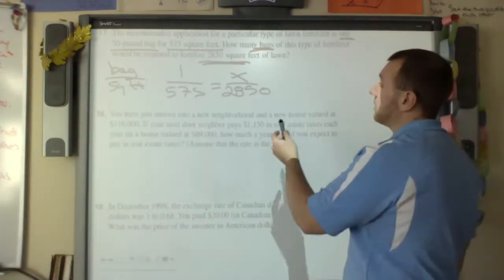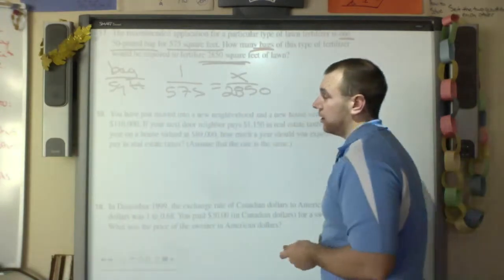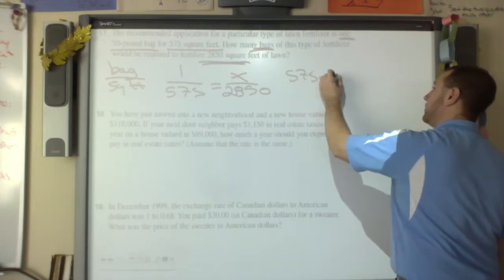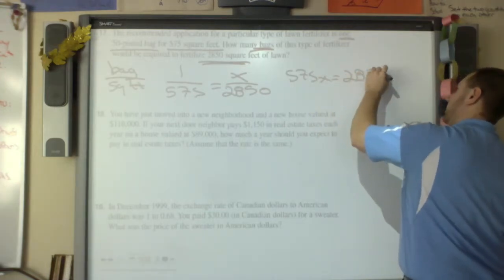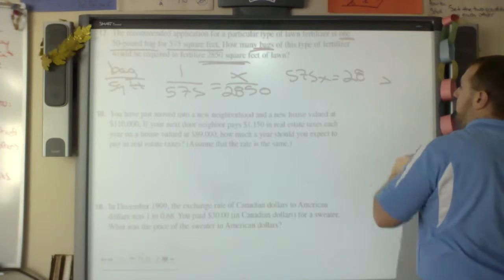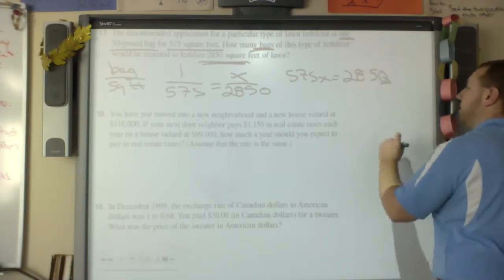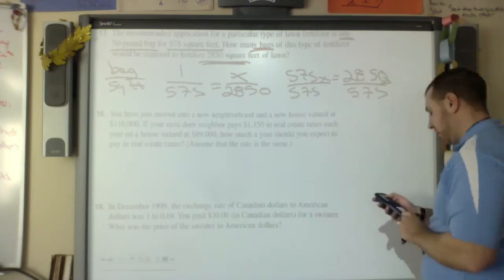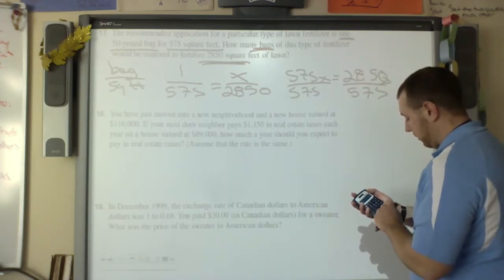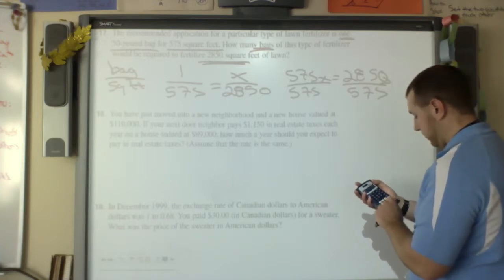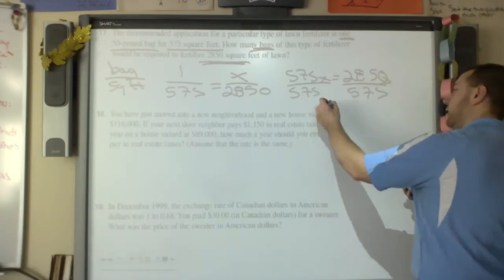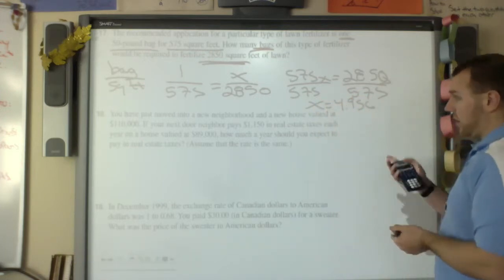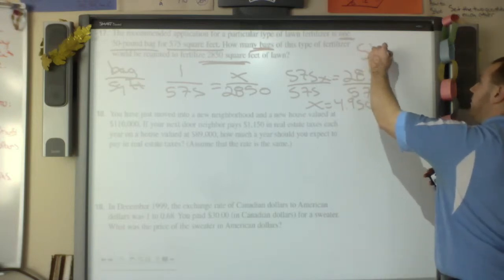Because I asked how many bags, not how many pounds. Okay? So now I cross multiply. I get 575 X equals 2,850. I divide by 575. Okay? And I get a grand total of 4.956. So how many bags will I need? 5 bags.